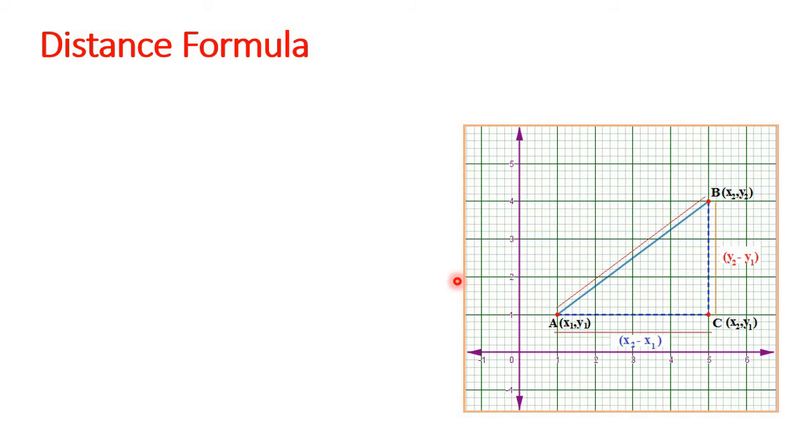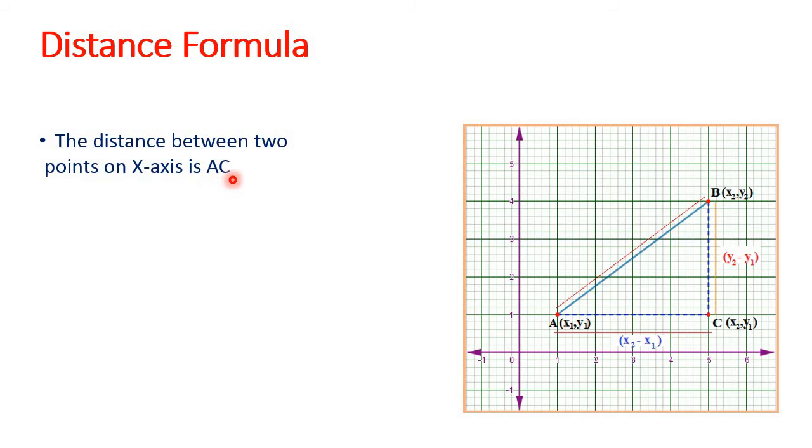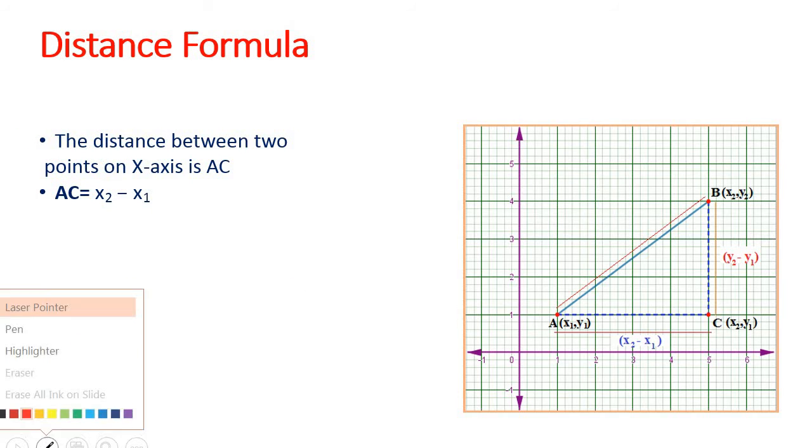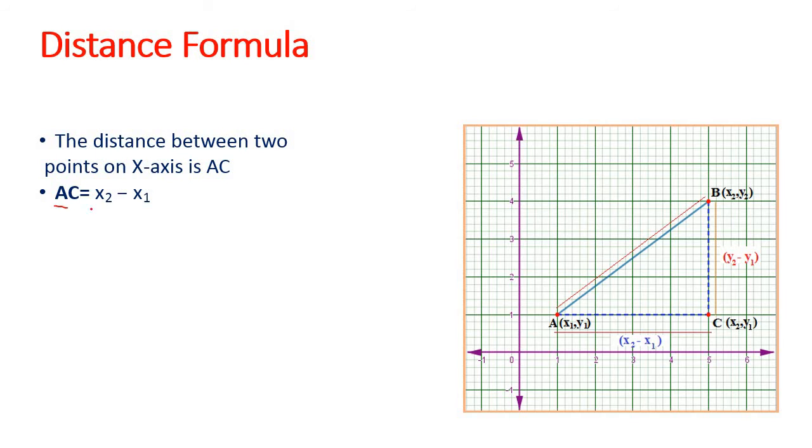Now let us find the distance between the 2 points on the x-axis, which is nothing but AC. The distance AC is nothing but x2 minus x1. So x2 minus x1 is the distance between the 2 points, which is AC.